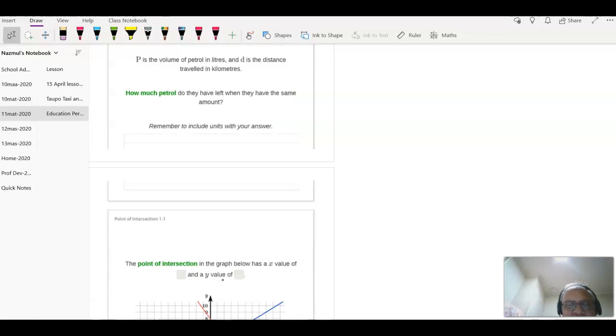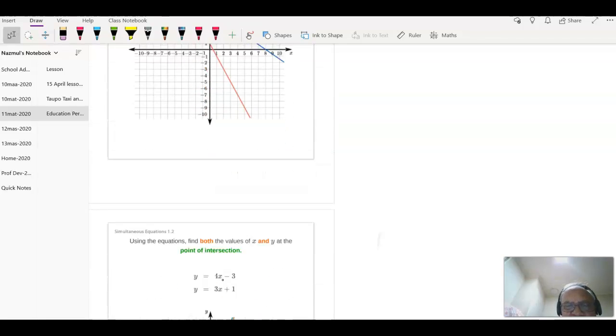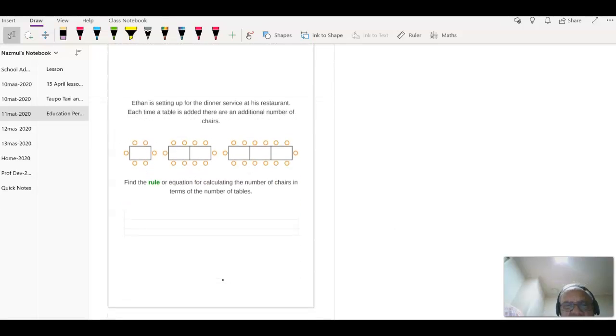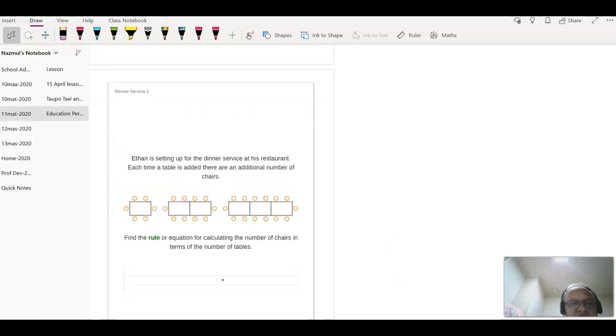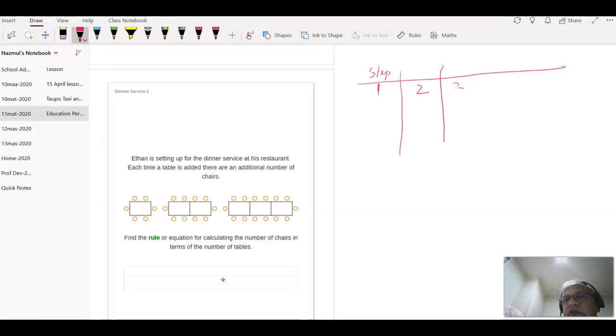Now you should be able to work out all the points of intersection in pretty much the same way. And this is the one which is the pattern. You have to find out the rule. So step 1, this was taught in year 9. Step 2, step 3, step 4. So you make a table.